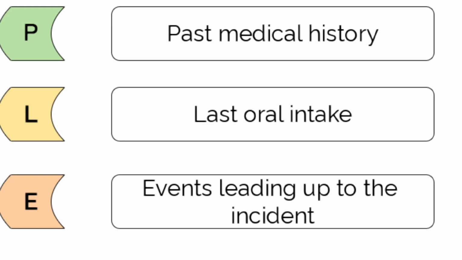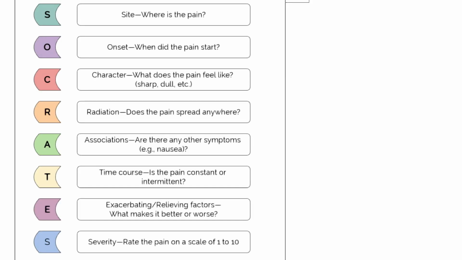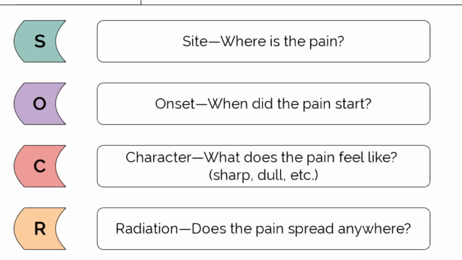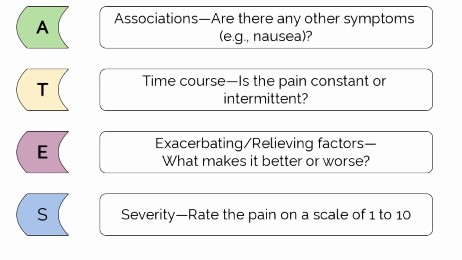For pain assessments, use SOCRATES. S for site, O for onset, C for character, R for radiation, A for associations, T for time course, E for exacerbating or relieving factors, and S for severity.